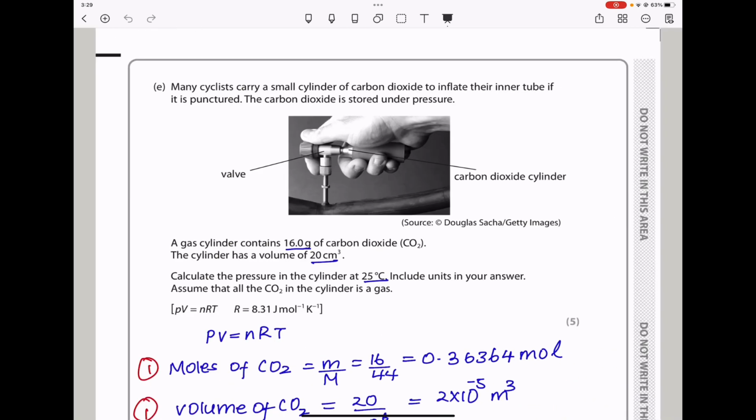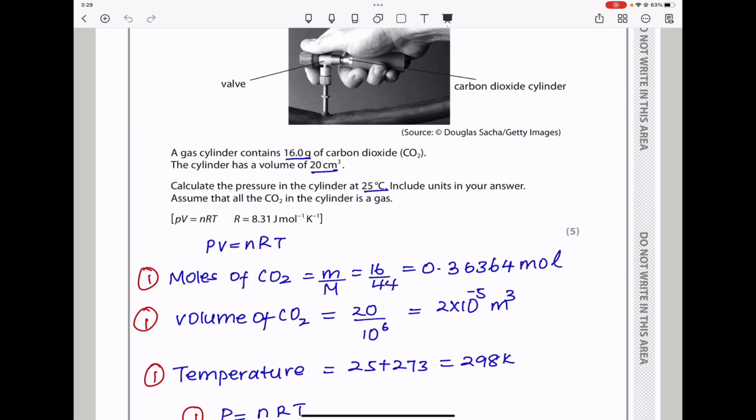Moving on. In part E, many cyclists carry a small cylinder of carbon dioxide to inflate their inner tube if it is punctured. The carbon dioxide is stored under pressure. So here we see the valve and then carbon dioxide in a cylinder. They say a gas cylinder contains 16 grams of carbon dioxide. The cylinder has a volume of 20 centimeters cubed. They want you to calculate the pressure in the cylinder at 25 degrees Celsius. Include units in your answer and assume that all the carbon dioxide in the cylinder is a gas.